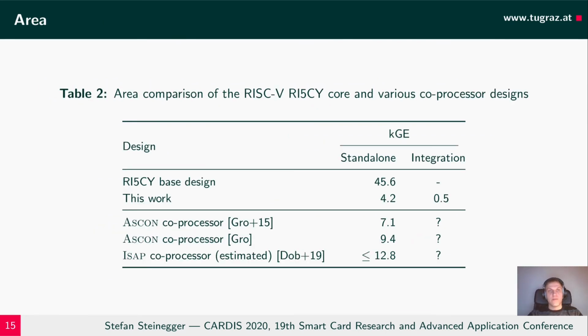In terms of area, since we did a hardware design based on the RISC-V core, the RISC-V core itself uses 45.6 kilogate equivalent, only for the core itself. And our design adds 4.2 kilogate equivalent for the Ascon Accelerator, and also 0.5 kilogate equivalent for the integration that includes the wiring, basically the wiring between the Ascon Accelerator and the multiplexers for the register file.